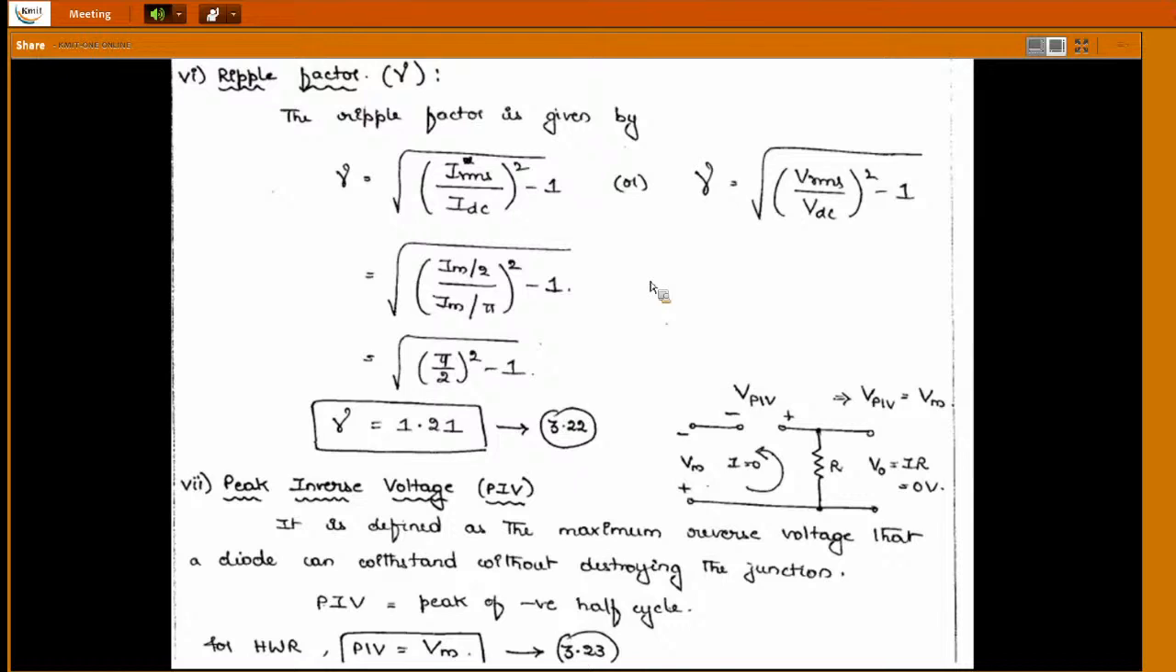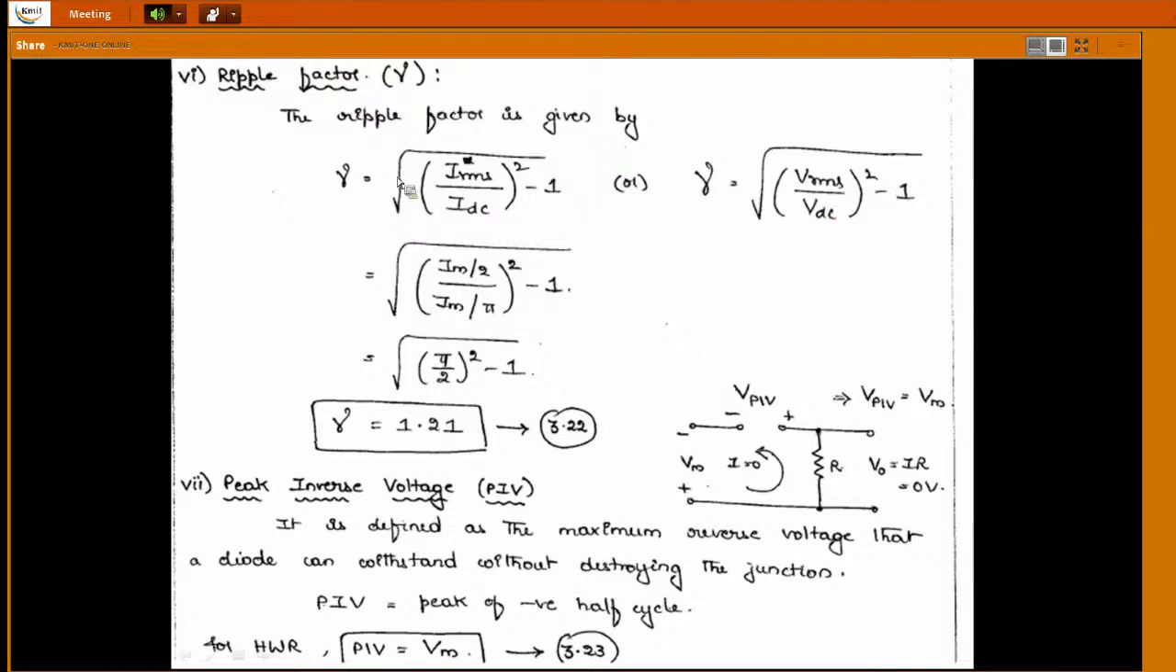The next factor is ripple factor. What is the ripple factor? The ripple factor tells how much ripple is there. The ripples present in the signal are given by the ripple factor. Ripple factor gamma is given by the square root of (IRMS by IDC) whole square minus 1. Or in terms of voltage, gamma is equal to the square root of (VRMS by VDC) whole square minus 1.